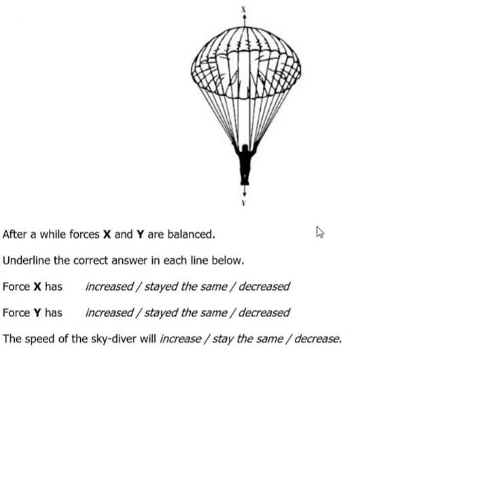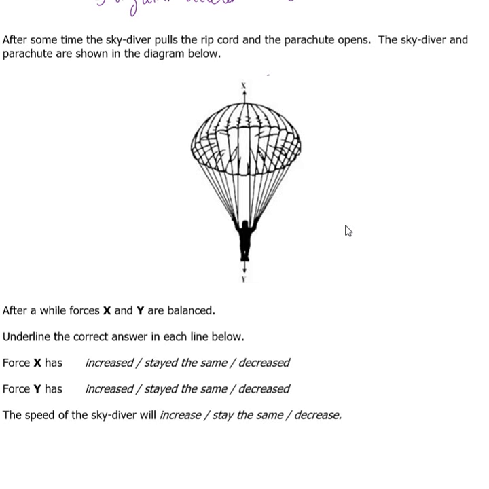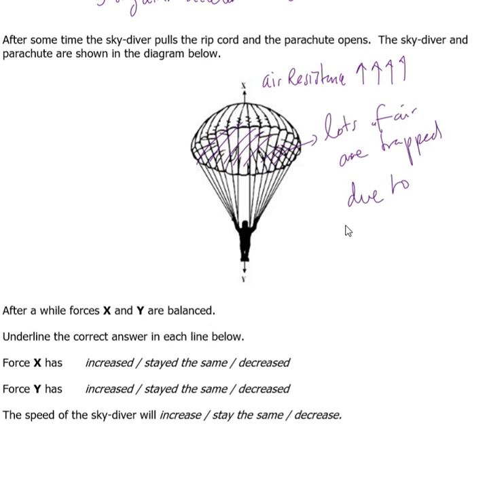Now here, which one is true? We have the parachute open. When the parachute opened, the air resistance goes up massively, because lots of air is trapped due to the large surface area. This is the working out if you got this incorrect. So therefore, X increases.